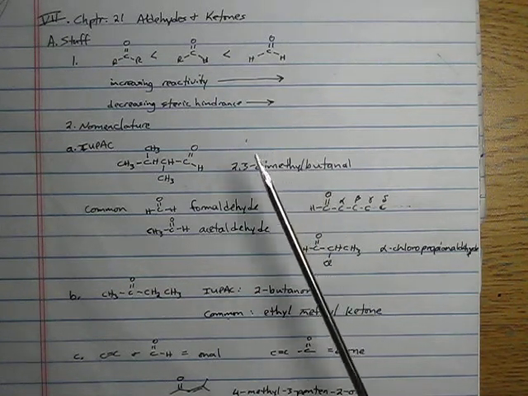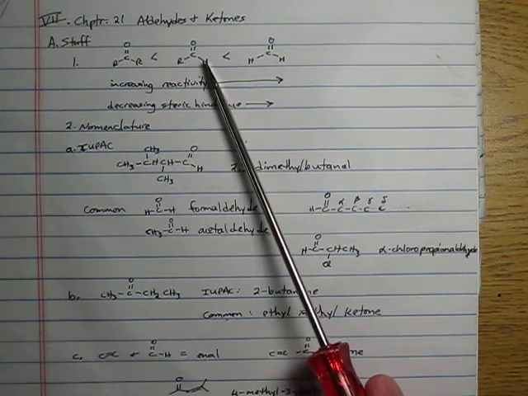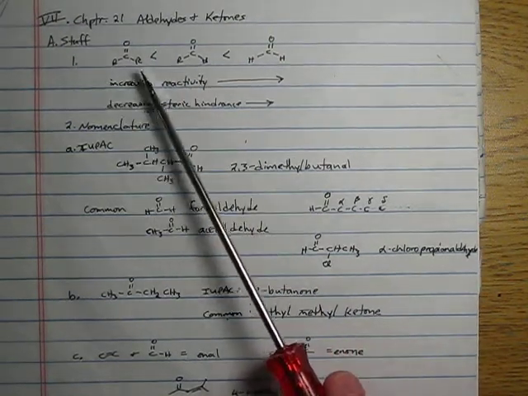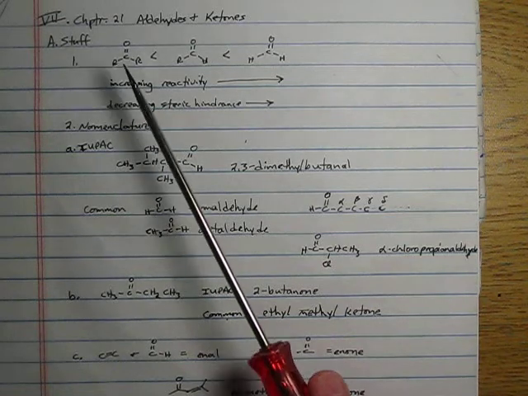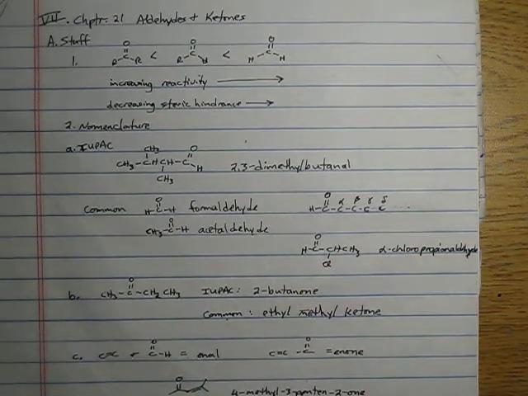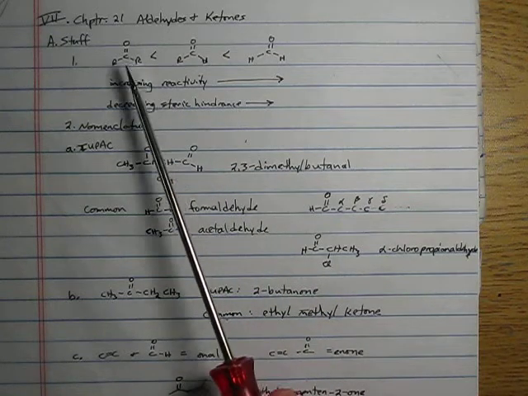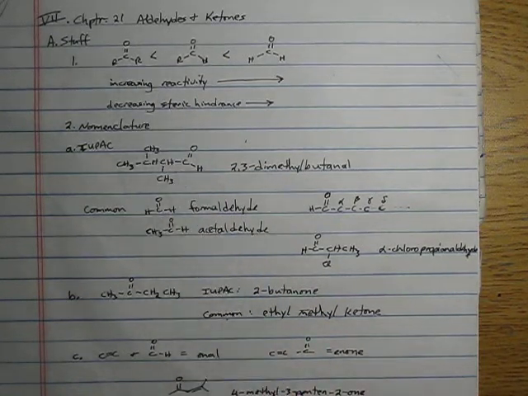Reason number one, steric hindrance. R groups are larger than hydrogen. So the more R groups we have on there, the more sterically hindered that carbonyl carbon is, the less reactive it is. Also, note that R groups are slightly electron donating.